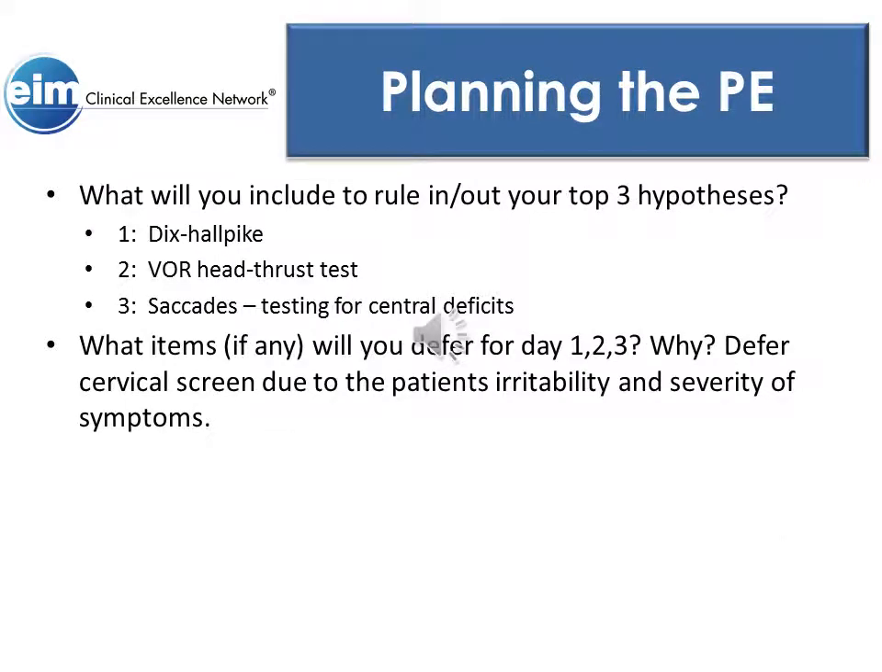So to rule in and rule out our top 3 hypotheses, we will do the Dix-Hallpike maneuver, and that's to rule in, rule out BPPV. And then the VOR head thrust test I would like to do to rule in or rule out vestibular hypofunction, and then saccades and smooth pursuit will also be done to test for central deficits or central involvement. An item that I would like to defer for day 1, 2, or 3 would be the cervical screen, and the reason for this was due to the patient's high irritability and severity of symptoms.